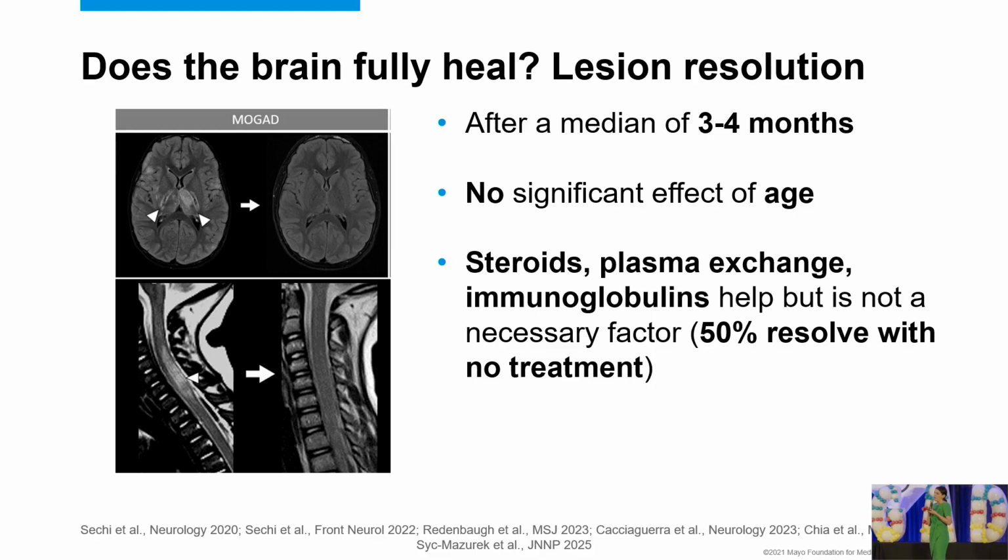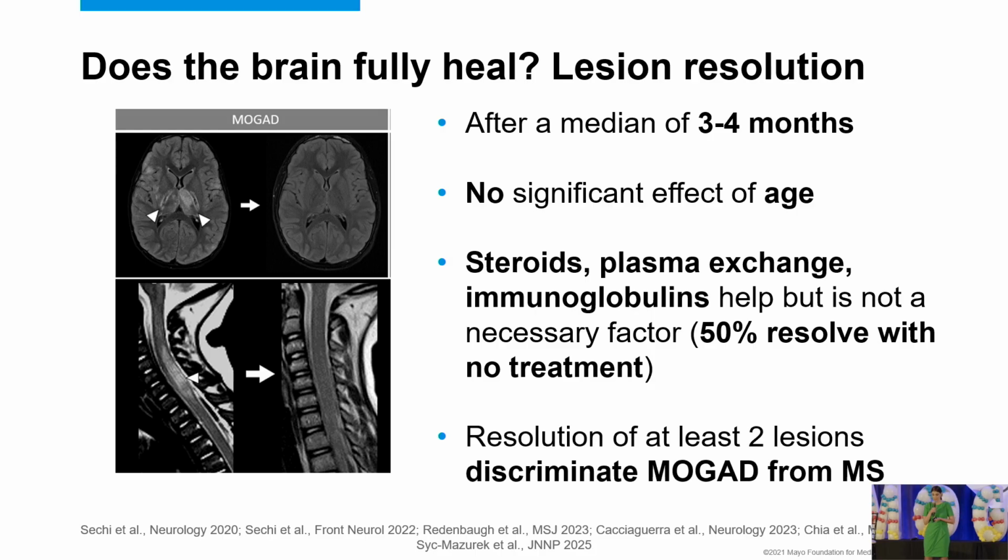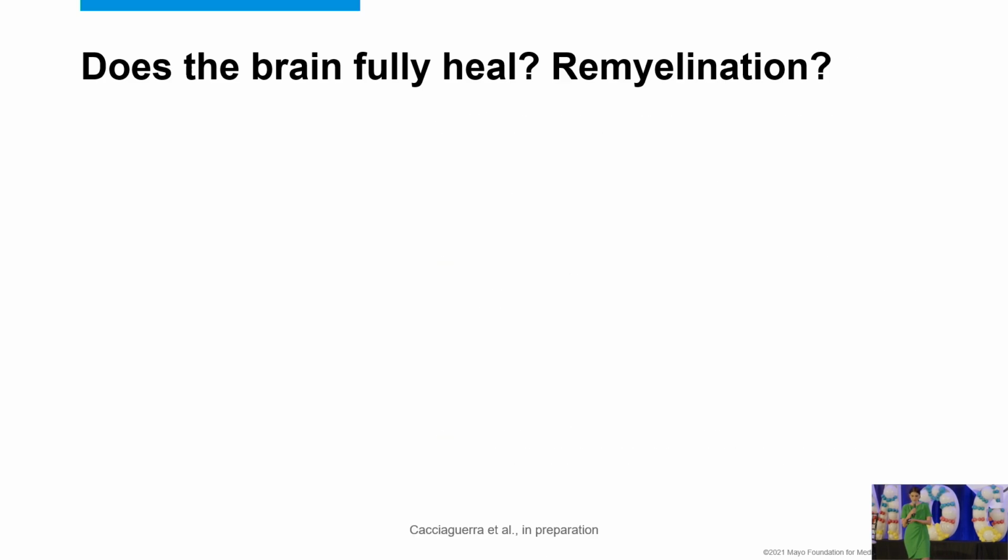If you get acute treatment with, let's say, steroids, plasma exchange, immune globulins, this helps. But indeed, 50% of the lesions will resolve regardless, which means that this is part of the natural history of the disease. And again, Dr. Cacciaguerra saw that the resolution of at least 2 lesions can discriminate between people with MOGAD and people with MS. So this can also be important for the diagnosis.